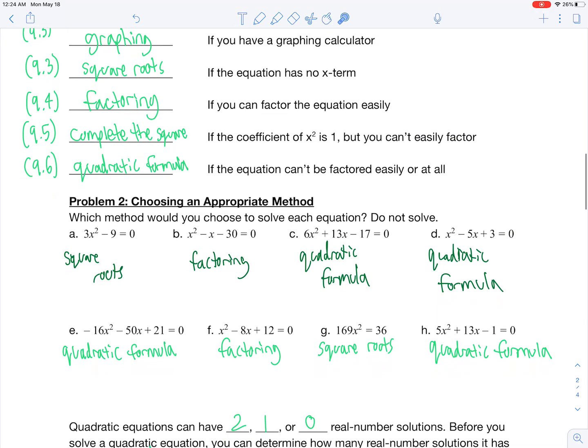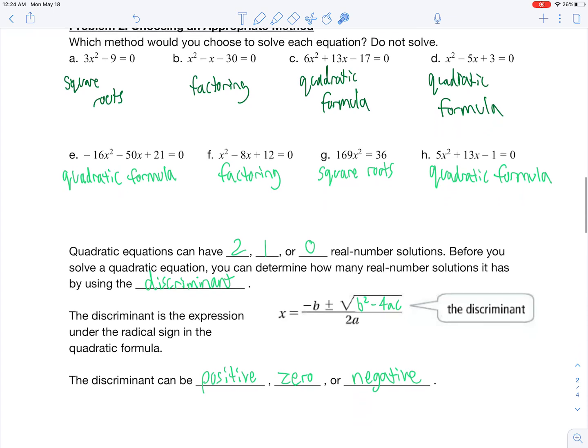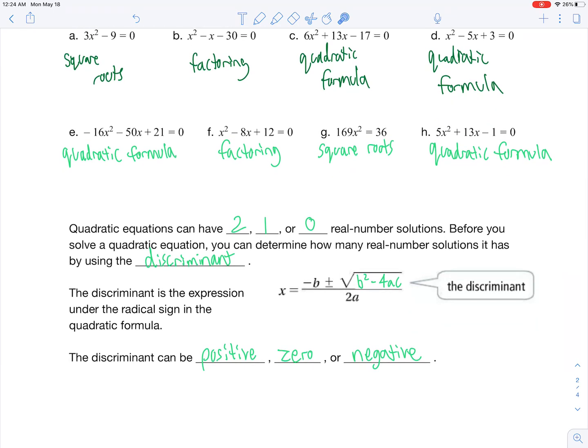And there's also one part about that formula that can reveal something about our answers in general. We've seen that we can have two solutions, one solution, or no solutions at all if I have a quadratic equation. And I can determine that really quickly if I look at what we call the discriminant. So discriminant is what we call that piece inside that square root, the b squared minus 4ac. Notice this is still the quadratic formula. Just this part inside of the square root we're going to call the discriminant.